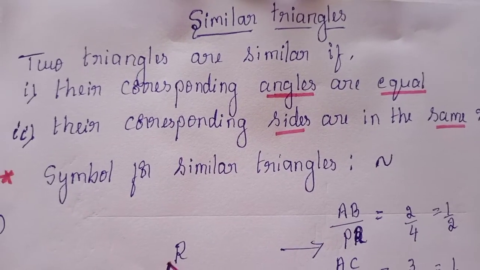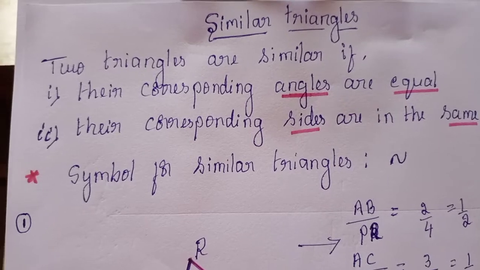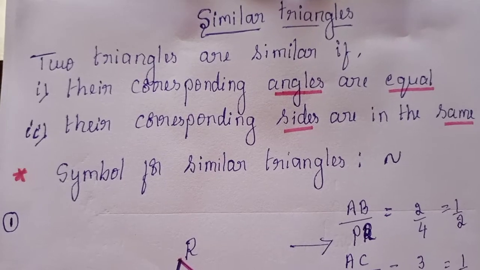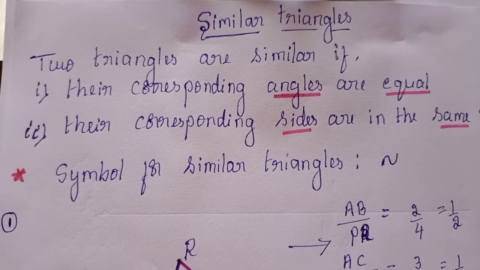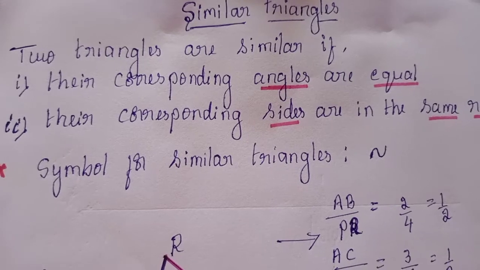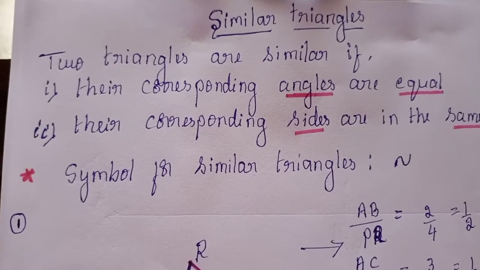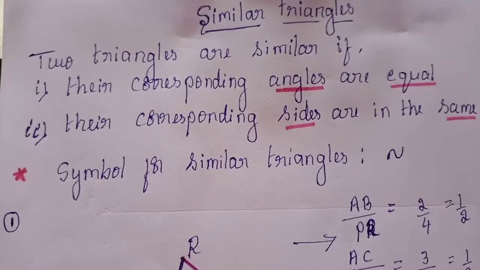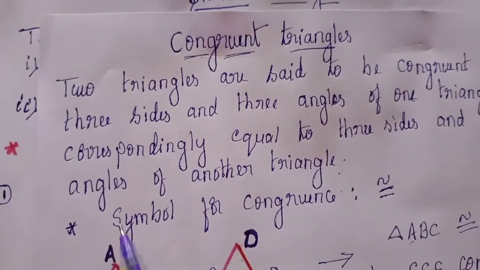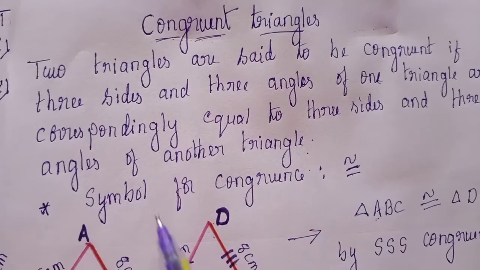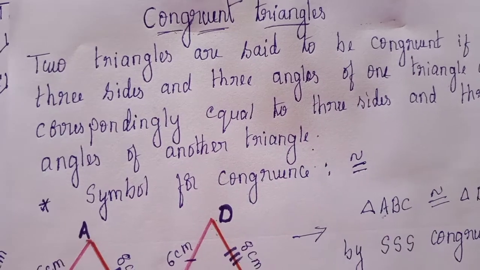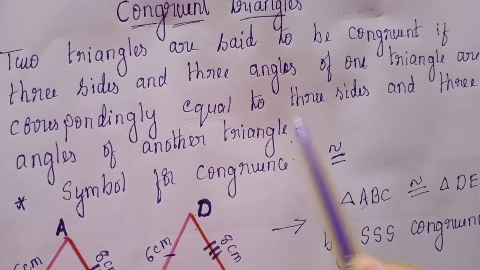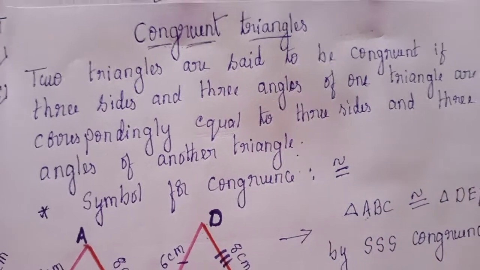So in general, two figures are said to be congruent if they have the same shape and size. But two figures are said to be similar if they have the same shape but different size. These are the two general definitions of congruence and similarity. Coming to congruent triangles, I already explained in the last video: two triangles are said to be congruent if three sides and three angles of one triangle are correspondingly equal to the three sides and three angles of the other triangle.